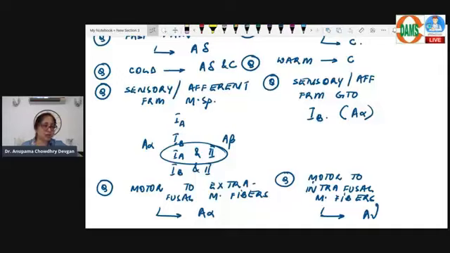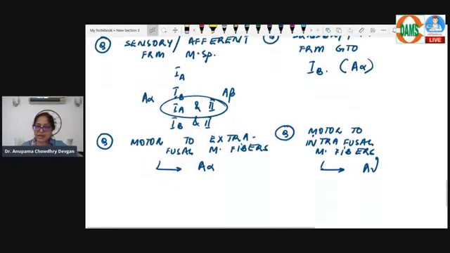1A is synonymous with A alpha, 2 is synonymous with A beta. Sensory from the Golgi tendon organ is 1B, which is the same thing as A alpha. Motor to the extrafusal muscle fibers, A alpha. Motor to the intrafusal muscle fibers is A gamma.